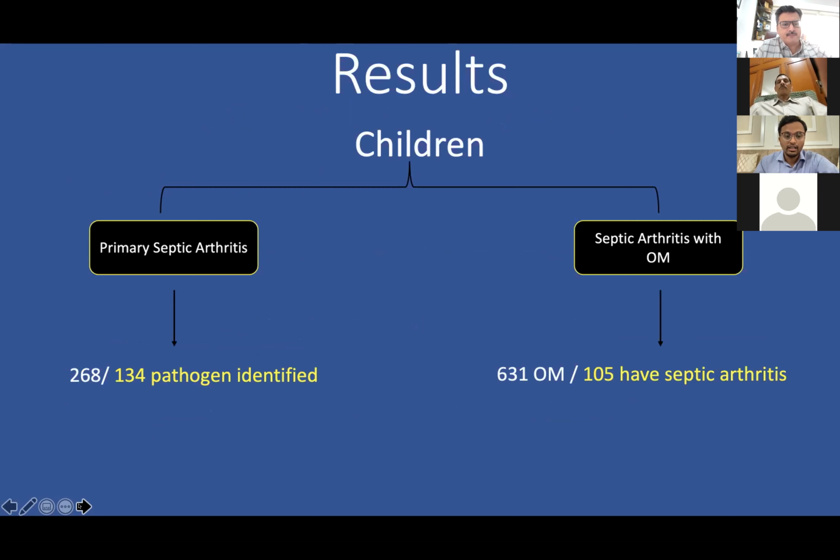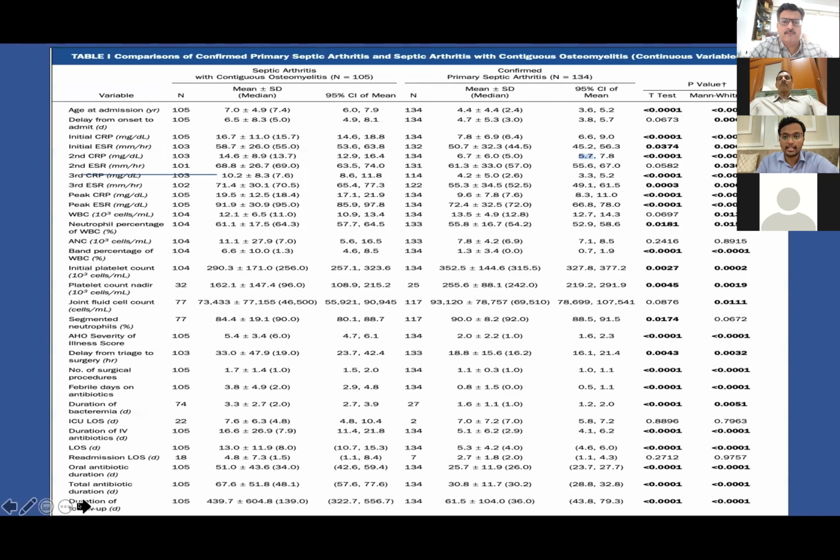In the results, they divided the children into 2 groups, primary septic arthritis and septic arthritis with osteomyelitis. A total of 631 osteomyelitis children were enrolled during this 10 years follow-up, out of which 105 had septic arthritis. In primary septic arthritis, there were 268 patients, out of which 134 had pathogens identified and were included in the study. This is the extensive tabulated form which they presented in the paper.